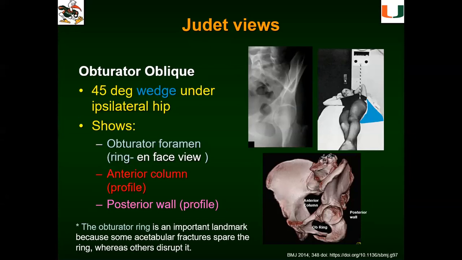So here's an example of an obturator oblique. In this case, the site of injury is the left hip. So you've placed a 45 degree wedge under the affected hip. And so in this view, you'll see the obturator foramen en fosse, also known as the obturator ring. And you'll get the anterior column on profile. Again, you're following that iliopectineal line. And you see the posterior wall on profile.